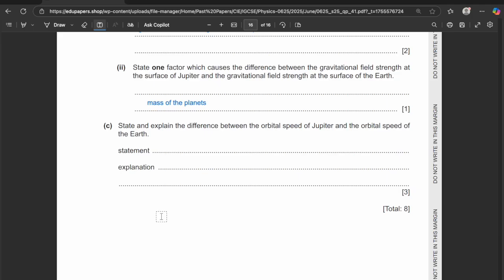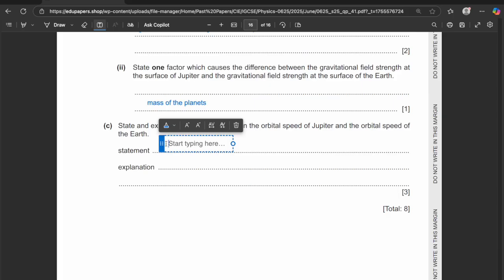C. State and explain the difference between the orbital speed of Jupiter and the orbital speed of the Earth. So the orbital speed will be larger, faster for the Earth because it is closer to the Sun. The Sun is closer to the Earth than Jupiter, which means the effect of the gravitational field strength of the Sun will be larger on the Earth. So it gives more force or more energy for it to orbit around the Sun.